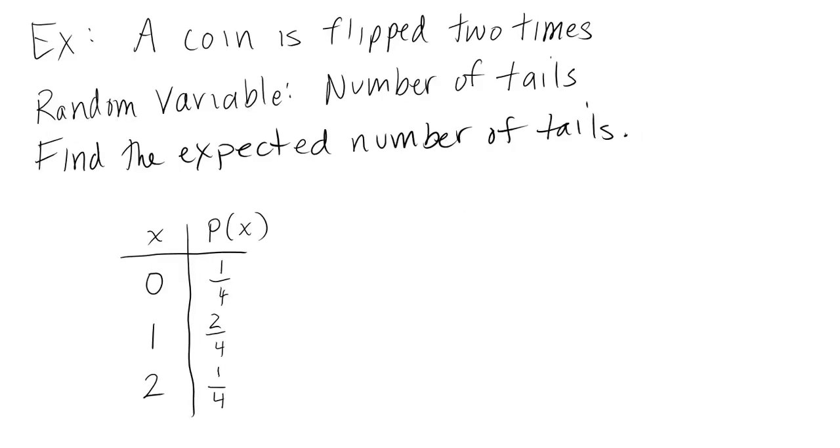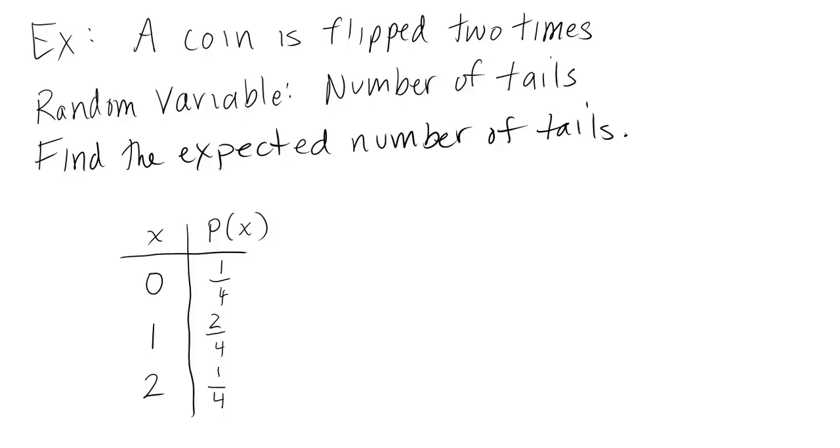In section 4.1 we made a probability distribution table for the random variable number of tails in the experiment where we flip a coin 2 times. And you can see that table down below. We said that the probability of getting 0 tails was 1/4, the probability of getting 1 tail was 2/4 or 1/2, and the probability of getting 2 tails was 1/4.